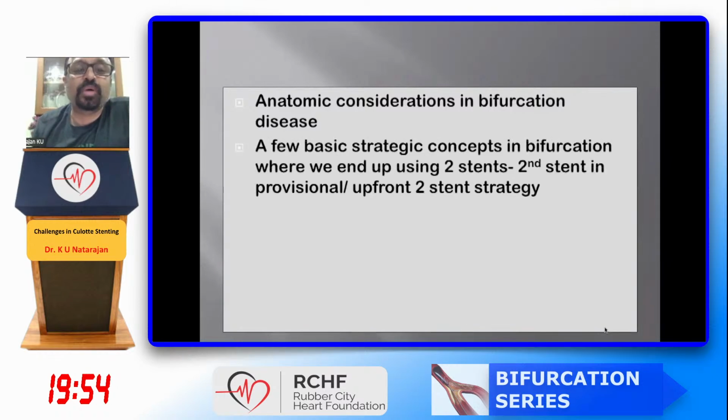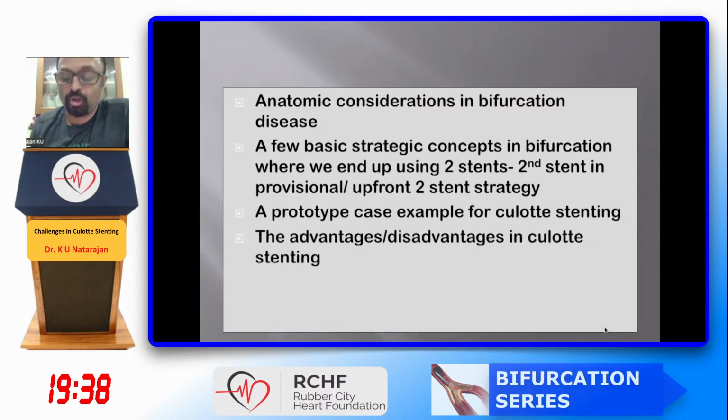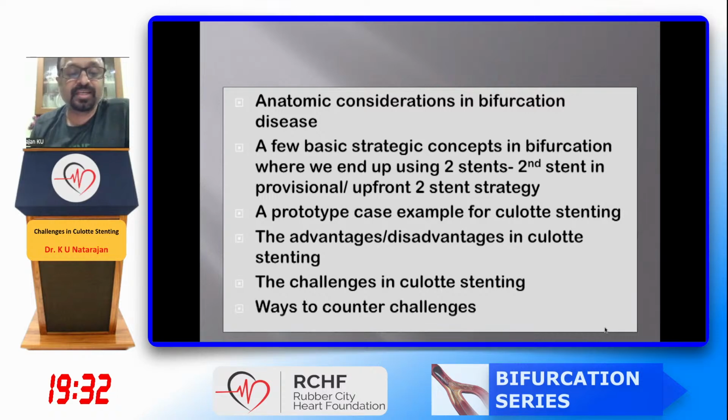I'll just go through a few anatomical considerations in bifurcation disease, a few basic strategy concepts in bifurcation, where we end up using two stents, either a second stent in a provisional strategy or an upfront two-stent strategy. I'll just discuss a prototype case example for Culotte stenting, and I will also stress upon the advantages and disadvantages of Culotte stenting, the challenges in Culotte stenting, and ways to counter the challenges, which actually the previous speaker has nicely shown. I'll just touch upon it once again.